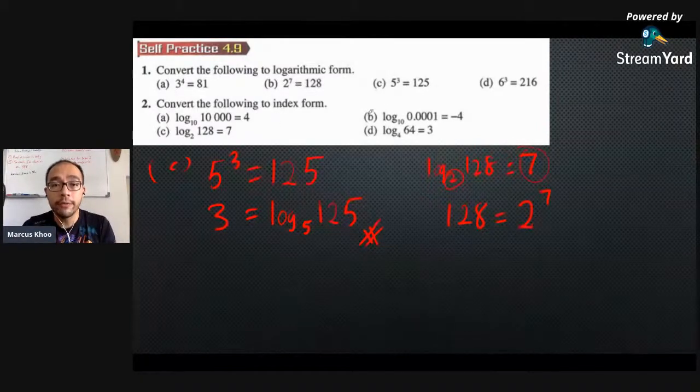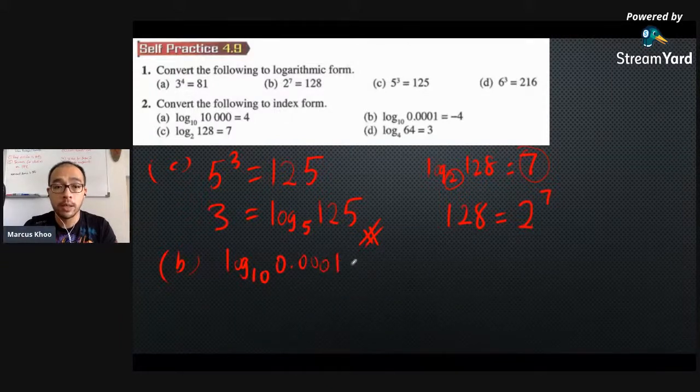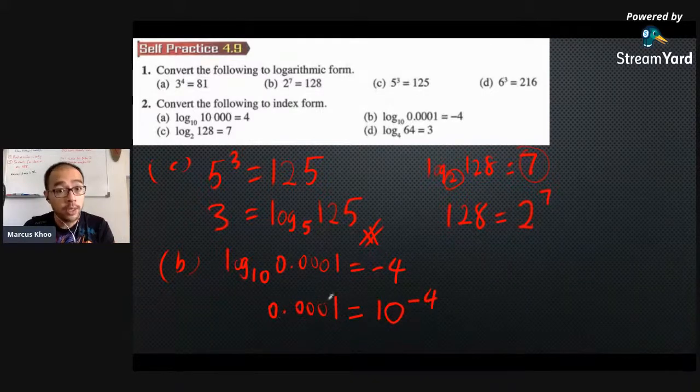Now what if we get a question like this, log of 0.0001 equals negative 4? It doesn't matter. What we know is that this is base 10. The number doesn't matter, it equals negative 4. Now if I change this to index form, this will be 0.0001 equals, my base is 10, so 10 to the power of negative 4, which is true. 10 to the power of negative 4 is 0.0001.